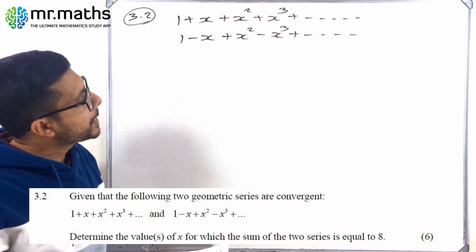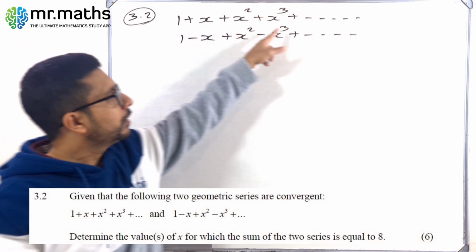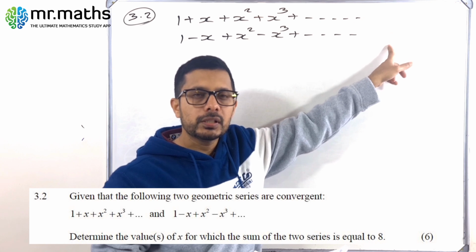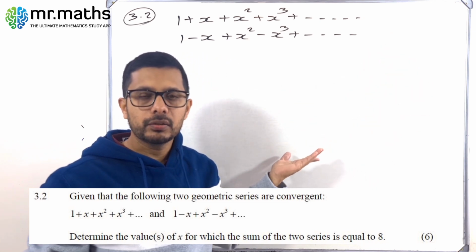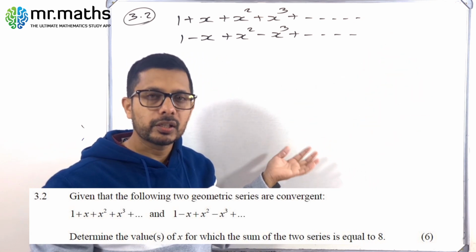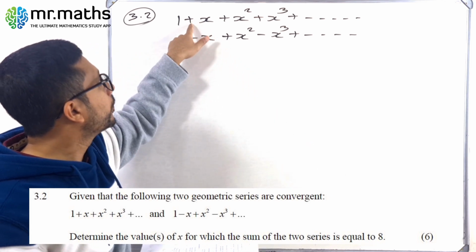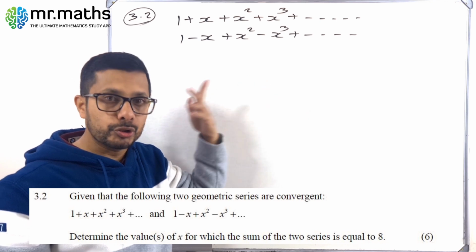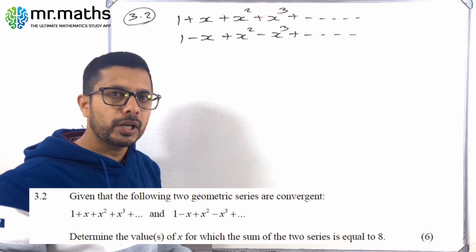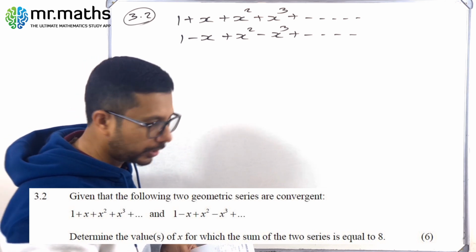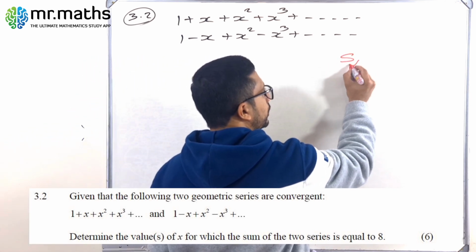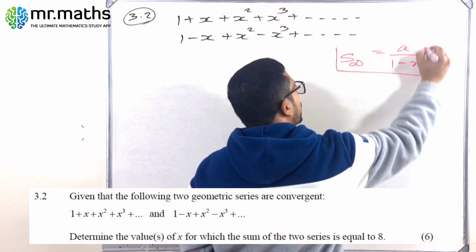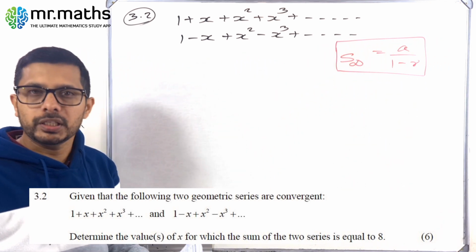Now here you can see that both series go on without any limit, there is no last term, that means this is an infinite geometric series, am I right? There is no limit. It is adding, so it is the sum to infinity of a geometric series. You studied a formula to find the sum to infinity. What is that formula? Sum to infinity is a divided by 1 minus r. This is the formula to find the sum to infinity, am I right?